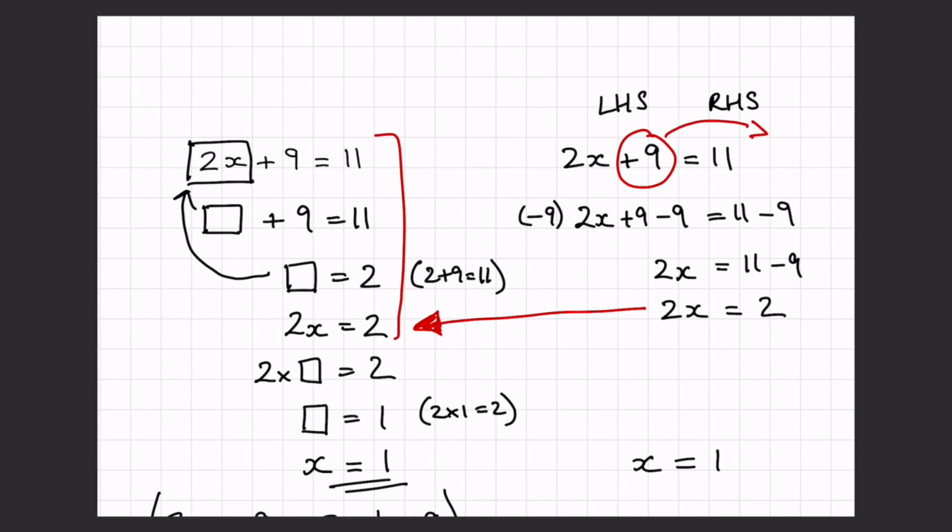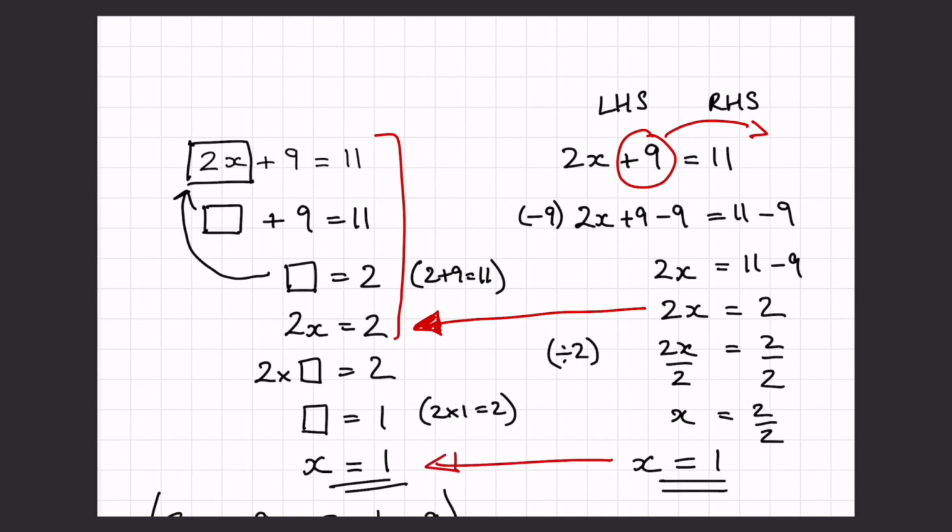The next stage is we now need to find what 1x is equal to. We've got 2 lots of x. 2 multiplied by x. The opposite of multiplying is dividing. So we therefore need to divide both sides by 2. So 2x divided by 2 is equal to 2 divided by 2. So x is equal to 2 divided by 2. X must equal 1. And of course, that's what we end up with as our answer.